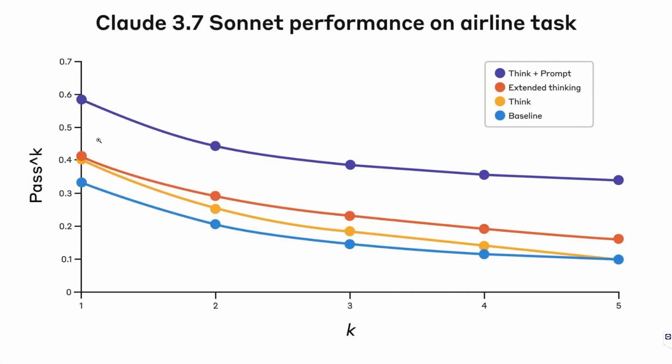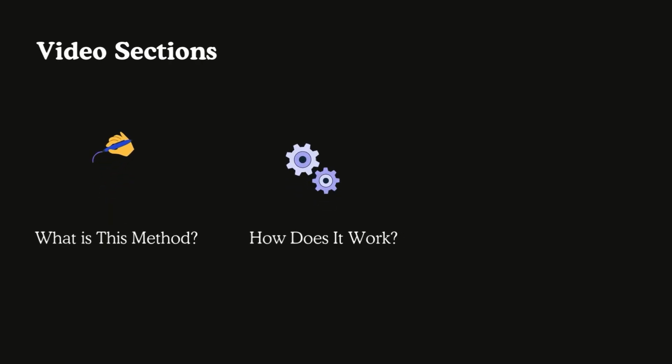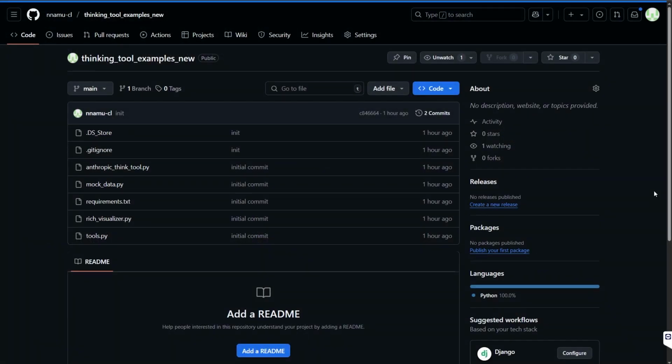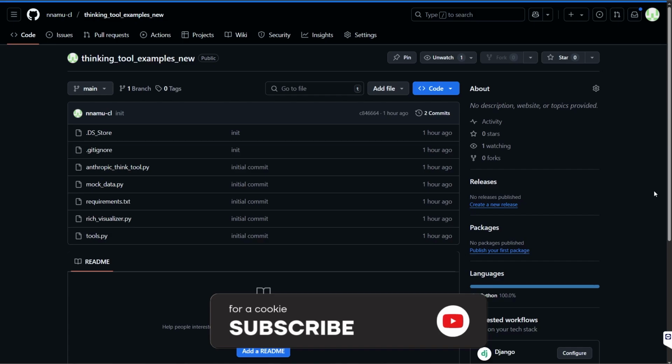So you can see over here that it almost doubles the performance of baseline models and significantly outperforms the orange line over here, which is the normal extended reasoning or thinking models, so like O1 and Claude 3.7, so not the extended thinking versions. So this is a significant improvement on the current performance of AI agents when used for tool calling tasks. And so in this video, we're going to take a look at what this method is, exactly how it works, and most importantly, how you can implement it in your existing agentic setup so that you can achieve significantly better performance.